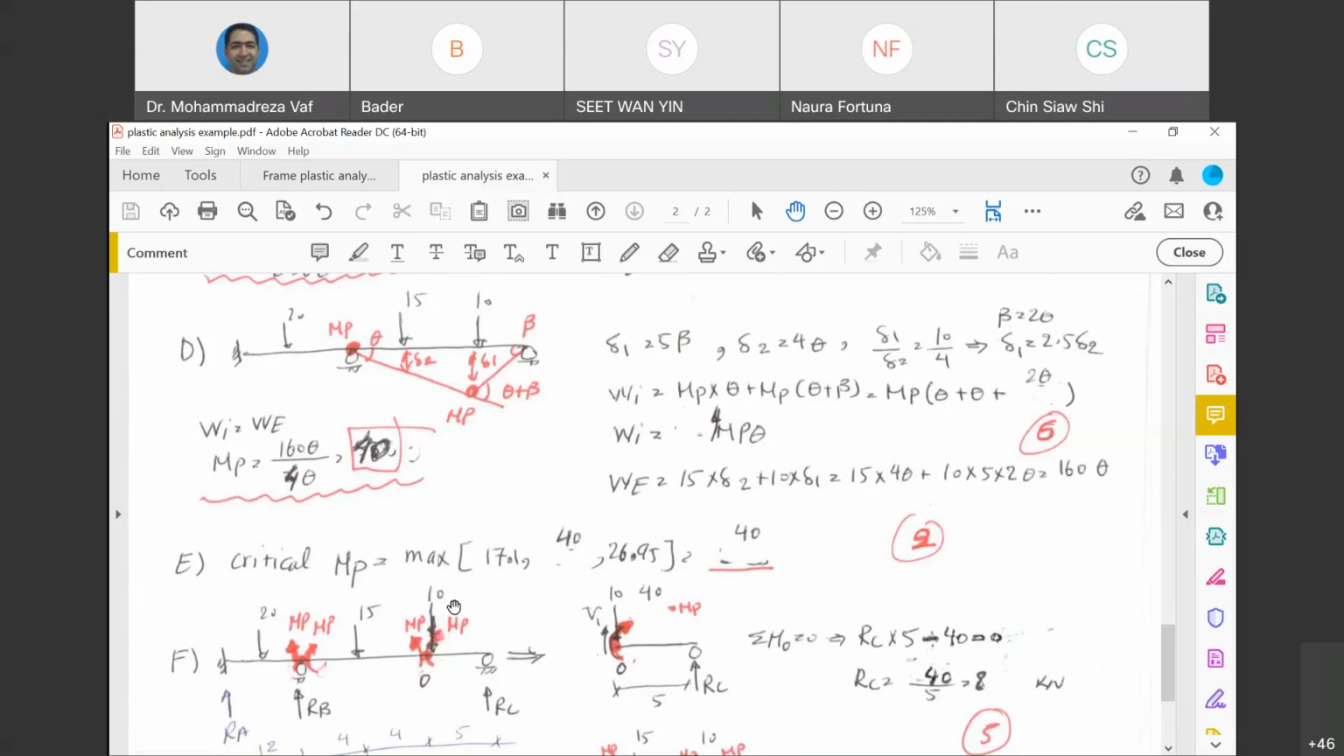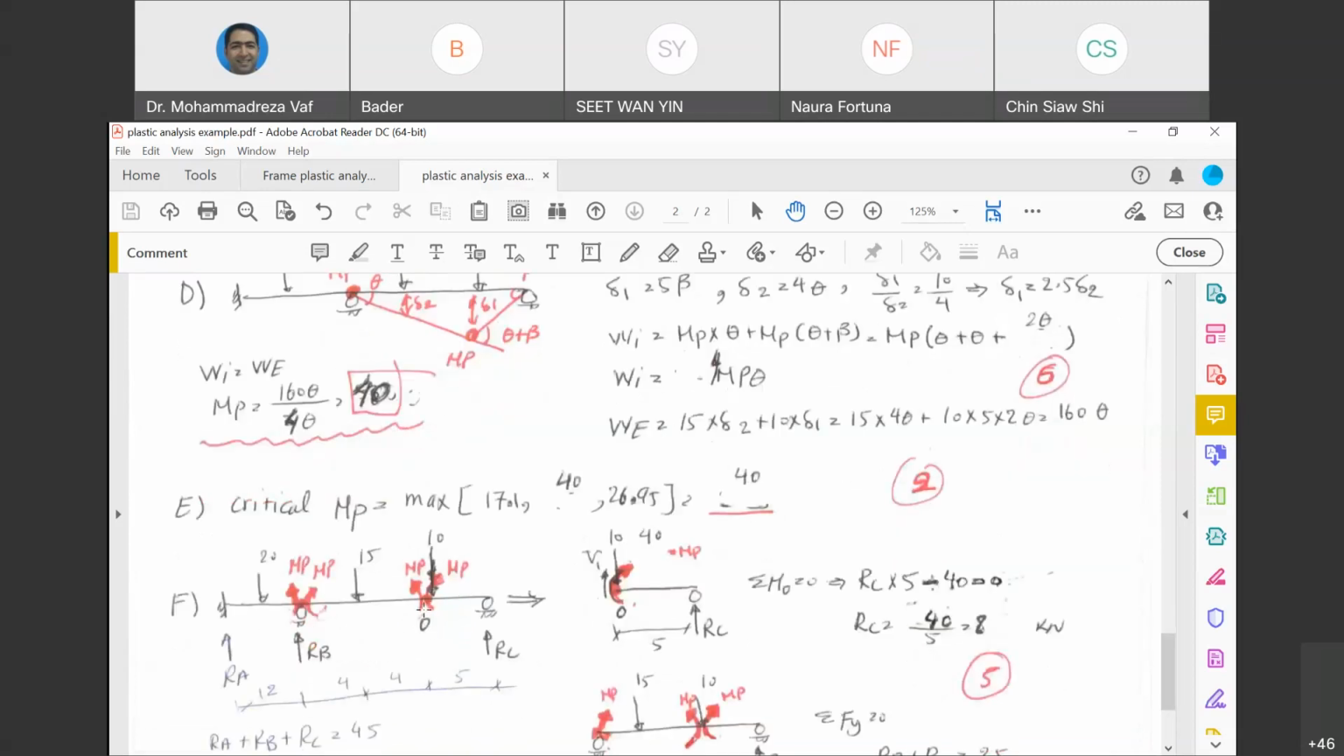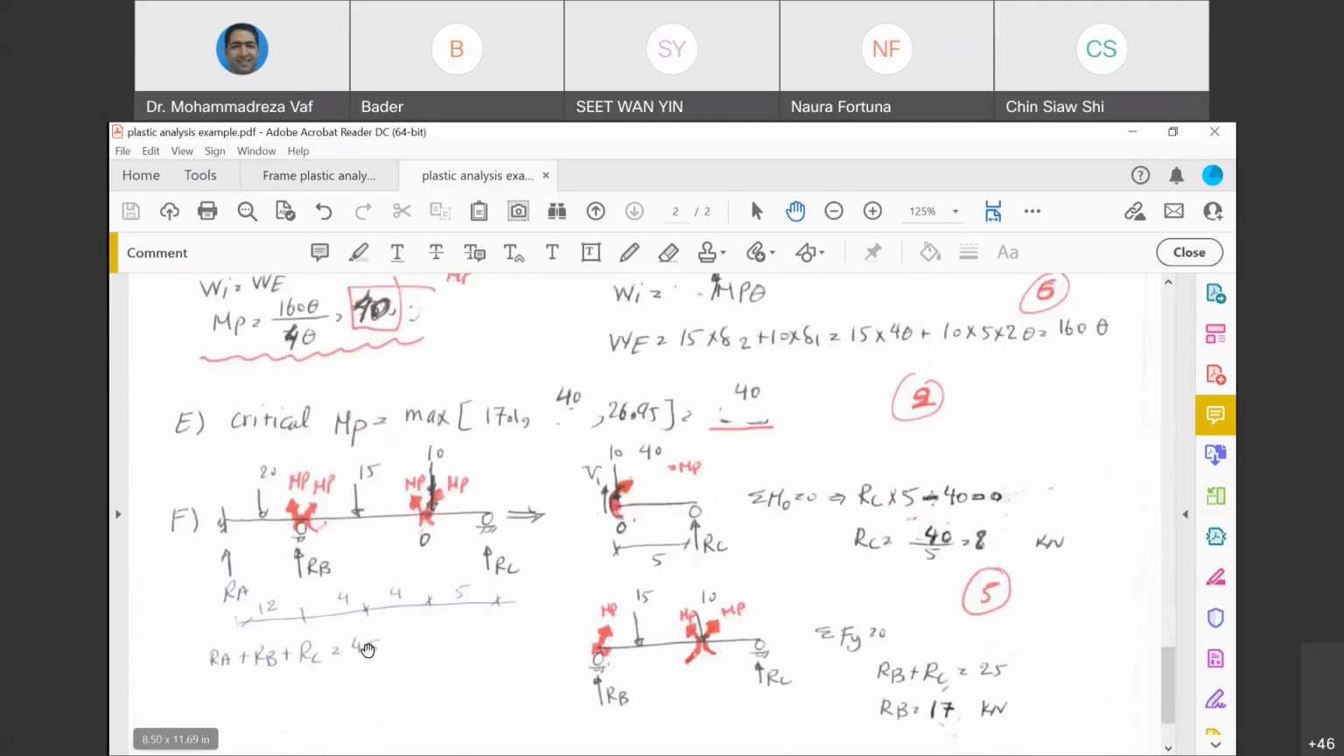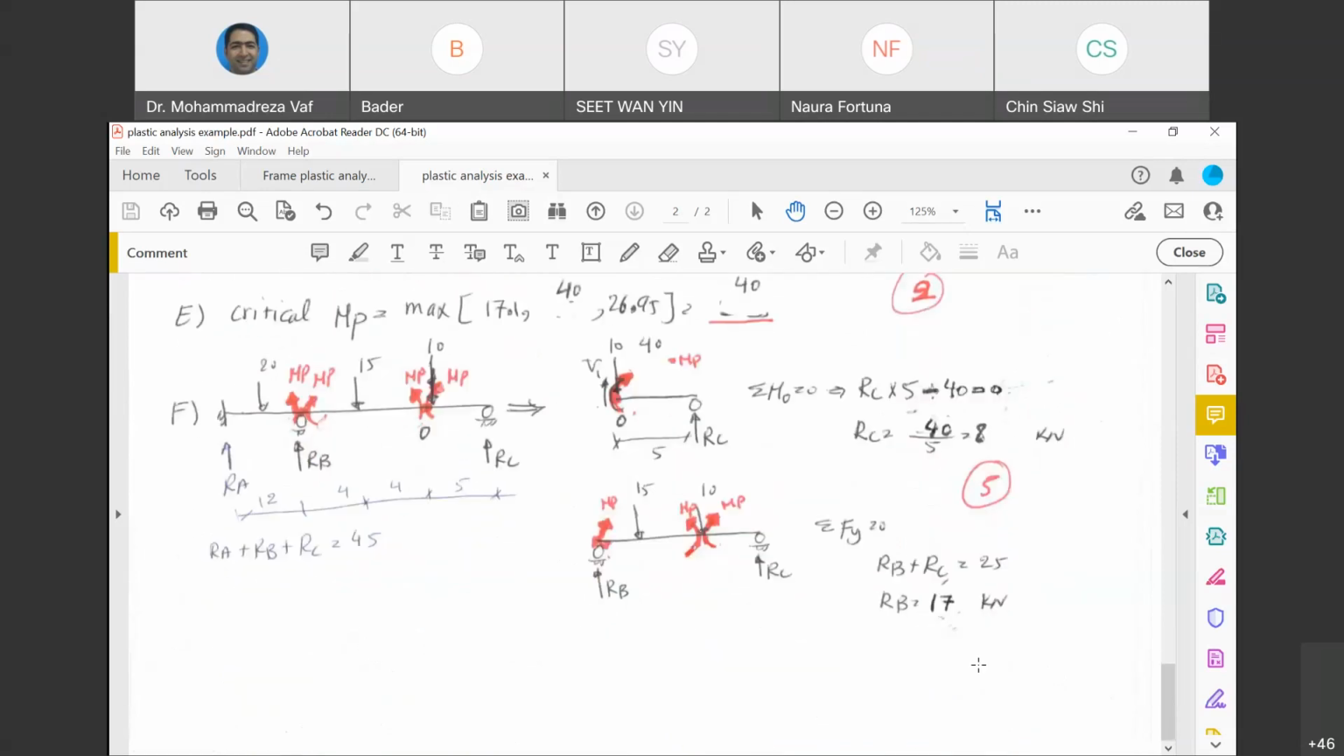Again, you can cut your beam at the location of the plastic hinge. Write down sigma M equals 0. You can calculate the support reaction. And again, you can cut it from the other part, calculate the support reactions, and then draw the bending moment diagram.